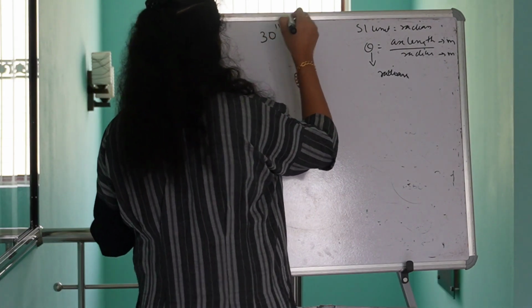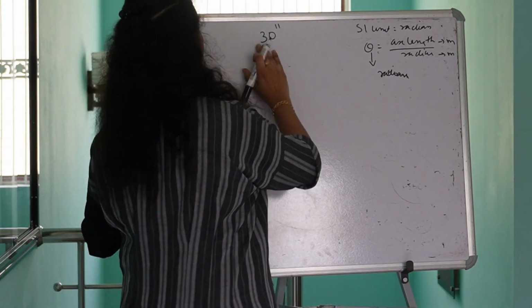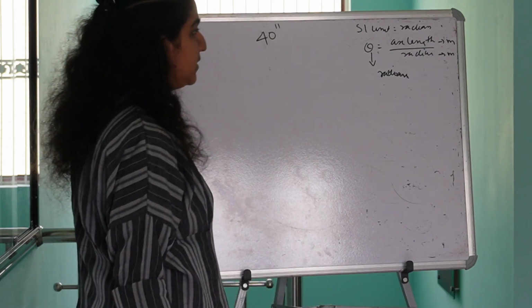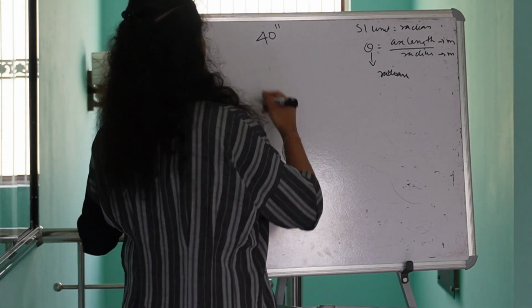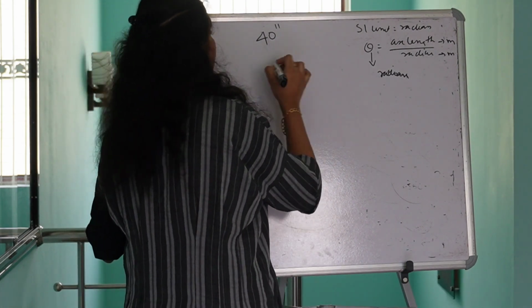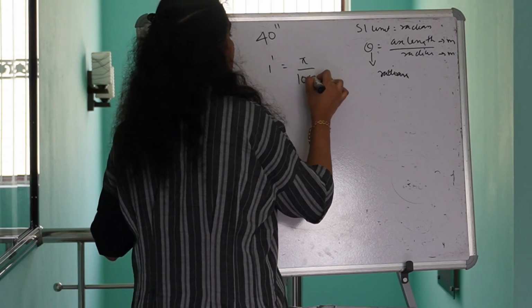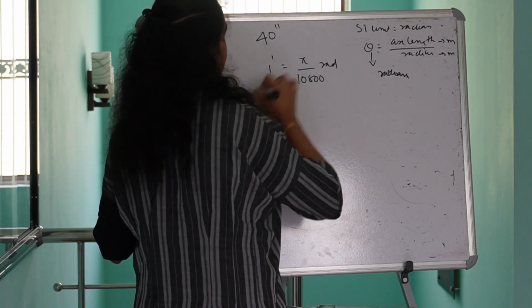Suppose 30 minutes, 30 seconds, not 30, let it be 40 seconds. Suppose the value is given in seconds. So here we have to find the value in radians. I know 1 minute is equal to pi divided by 10800 radian. Is it clear?